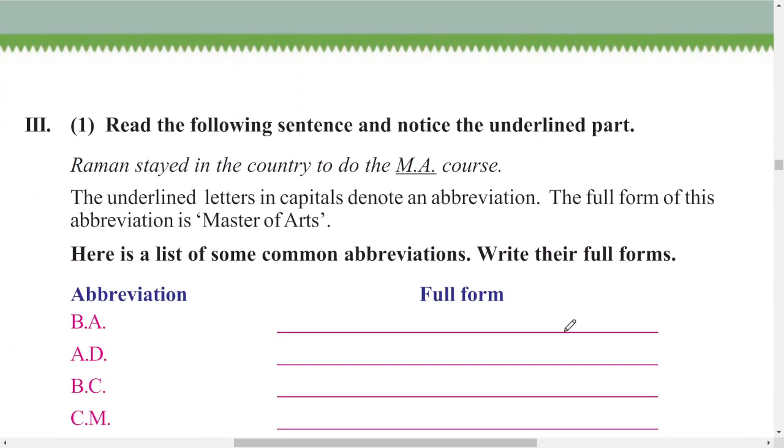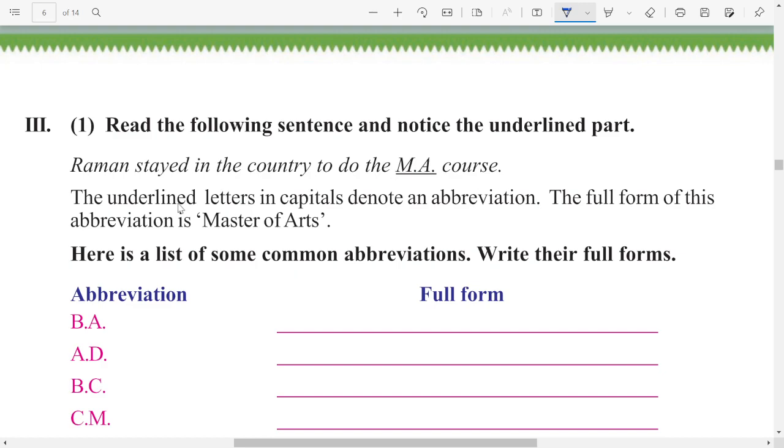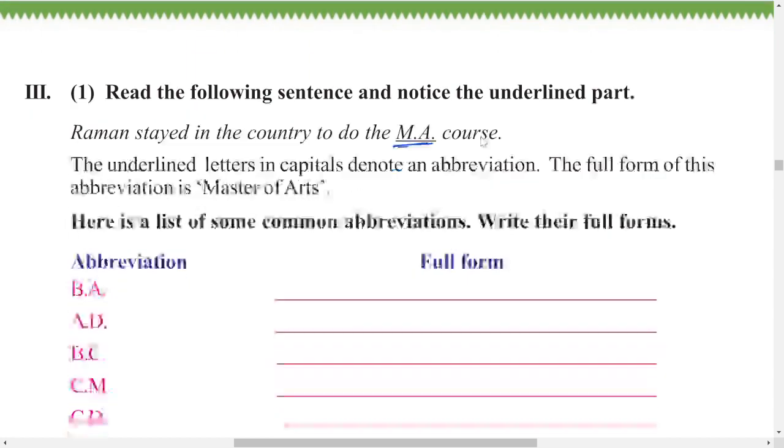Next one, read the following sentences and notice the underlined part. Raman stayed in the country to do MA course. The underlined letters in capitals denote an abbreviation. The full form of this abbreviation is Masters of Arts. So in the text that we can see, he has done his MA course in India. Now the full form of MA is Masters of Arts.